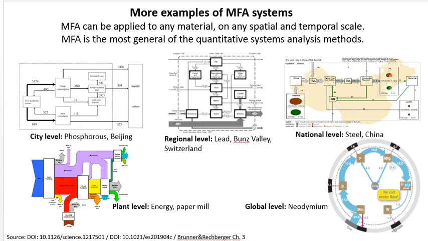Material flow analysis and energy flow analysis can be applied at any geographical and temporal scale and to any element or type of energy. We have in industrial ecology analysis at the city level. Here just a quick example, studying phosphorus flows in Beijing. We have it at the regional level. We just saw it for lead in a region in Switzerland. We have it at the national level, for example, for steel in China. We have it at the plant level, for example, energy flows in a paper mill, and also at the global level, for example, here the global material flow analysis of neodymium.